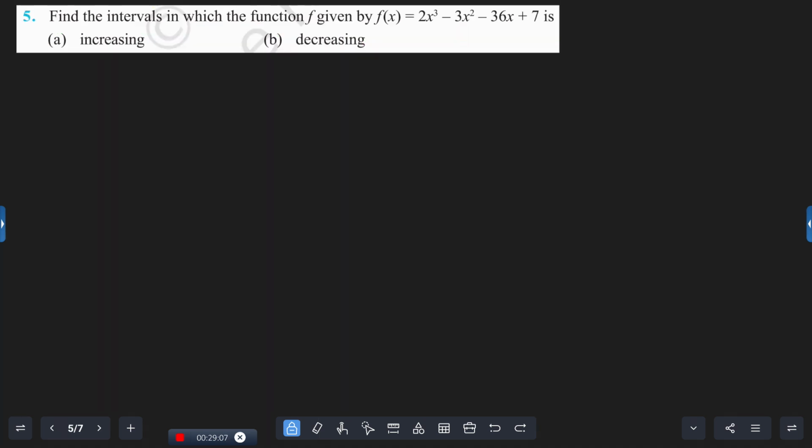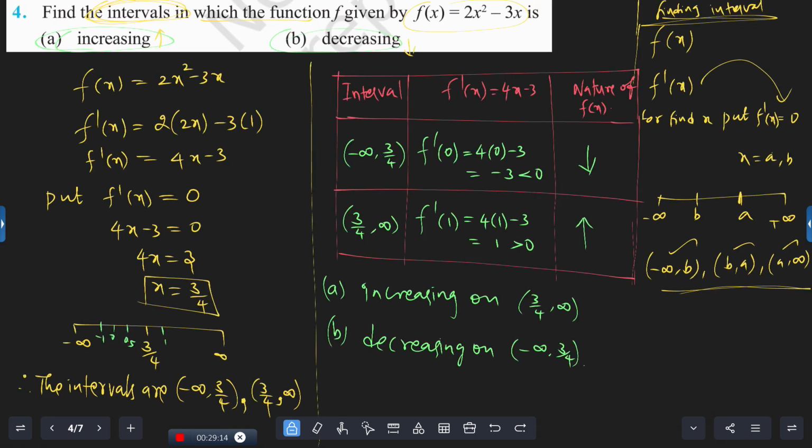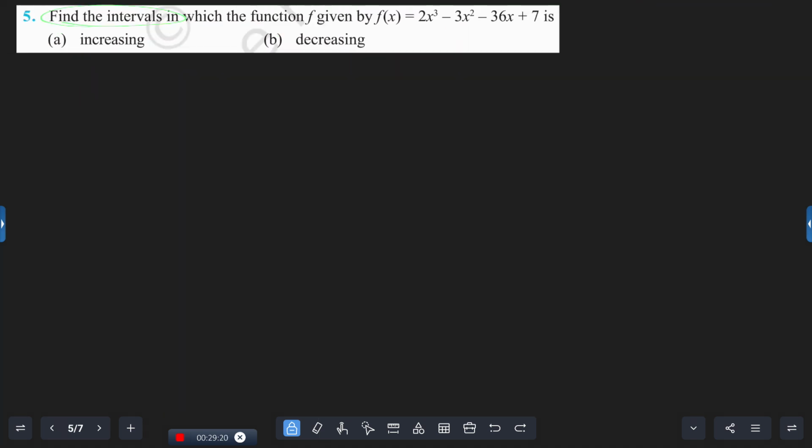Question number 5. Find the interval. Here also they are asking for the interval, but children listen. On the previous page they gave a quadratic equation, 2x square minus 3x. Next question they gave a cubic equation. Next level they are taking. So f of x is equal to 2x cube minus 3x square minus 36x plus 7. That is what I have taken here.